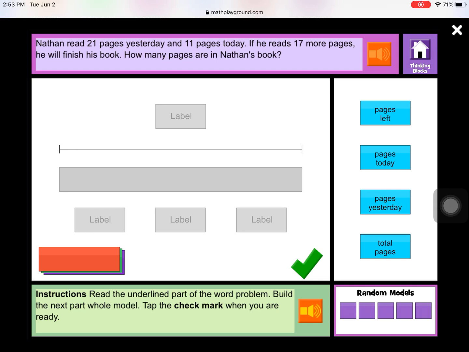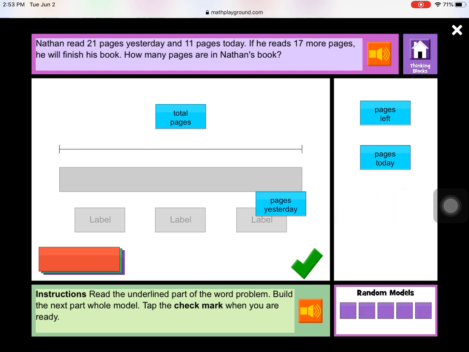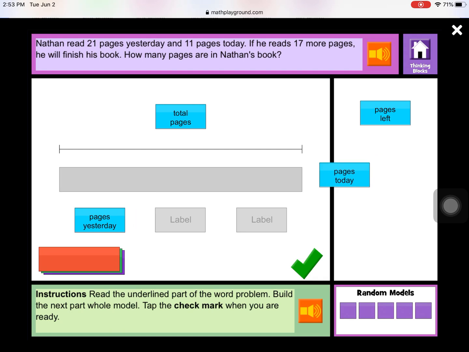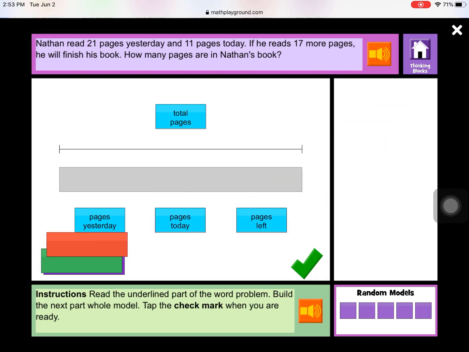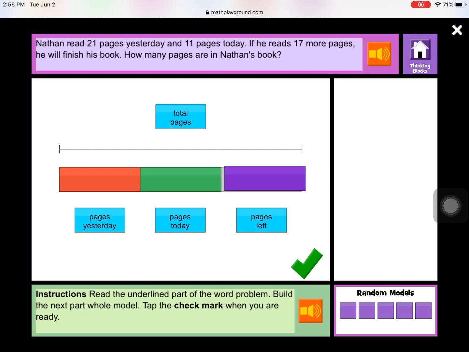Okay, so if we think about Nathan read 21 pages yesterday, 11 pages today. If he reads 17 more pages, he will finish his book. How many pages are in his book? So in this one, total pages, I believe my total pages is the total amount I have. Pages yesterday. Pages today. Pages left. And that's the way that it kind of talks about it. I really don't know if the colored bars matter.